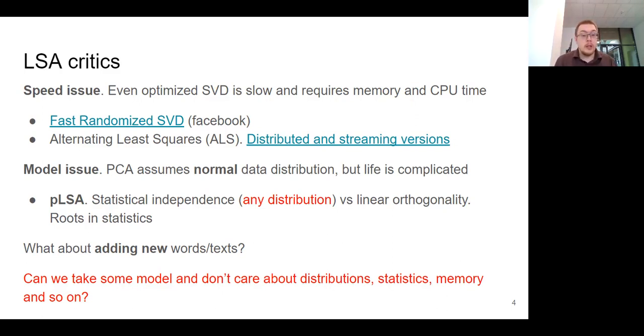For example, PLSA is the extension of LSA, which allows you to use different distributions in your data, not only normal, but others. It's called multinomial distribution.